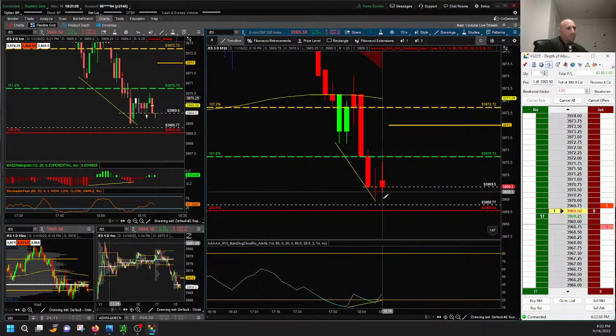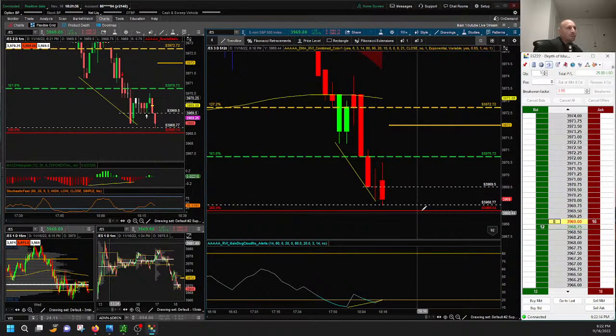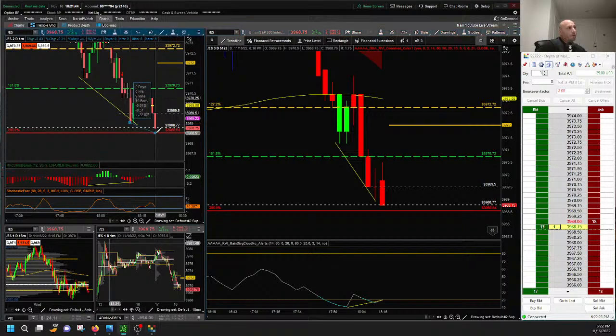So remember, this is our pullback. Look at our stochastic, right? Yeah, this ain't gonna be good. So, hey, they don't always work, right? So now we're potentially setting up for another divergence right here.